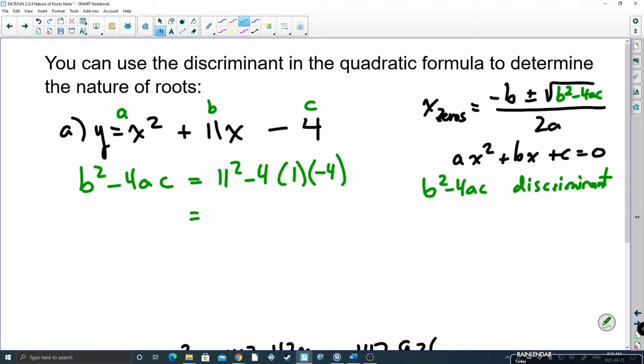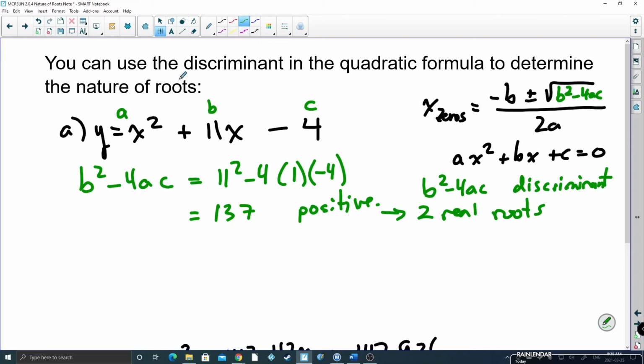And that's one of the cases. So just to prove that to you, let's use a calculator here and calculate what that value is. I'll just do it off screen. That's giving 137. This is a positive answer. And when you get a positive answer, that means you're going to have two real roots.